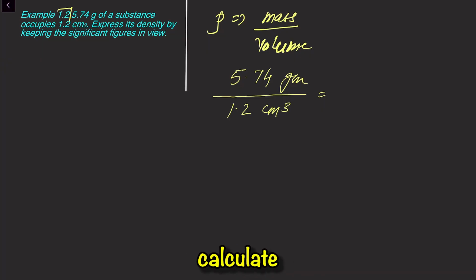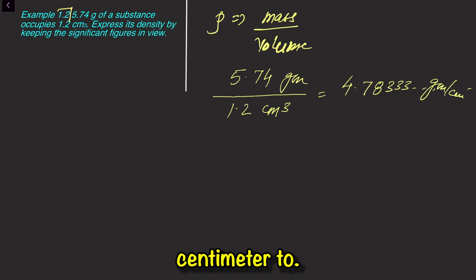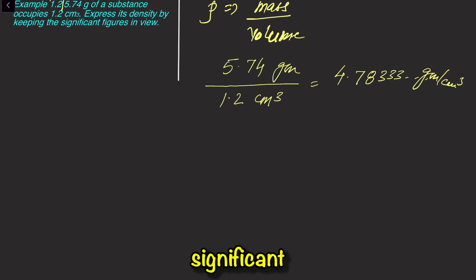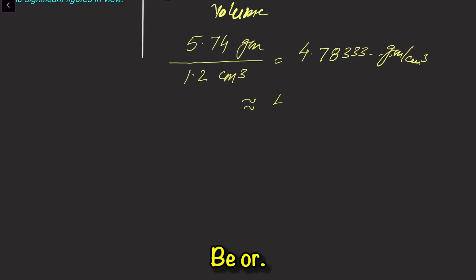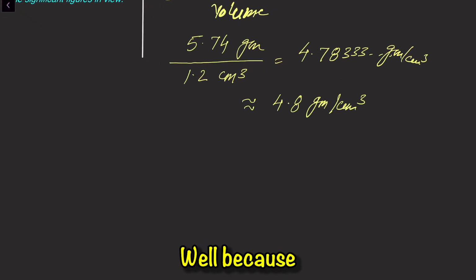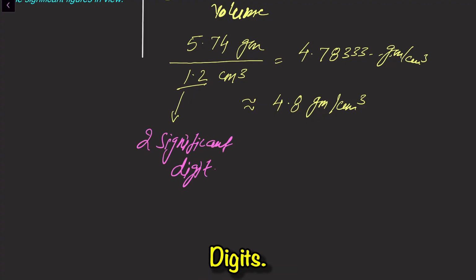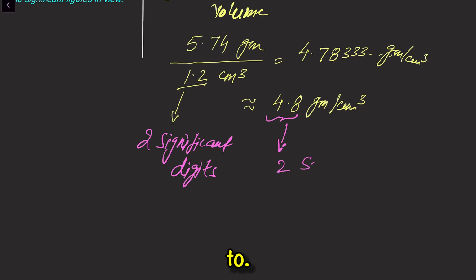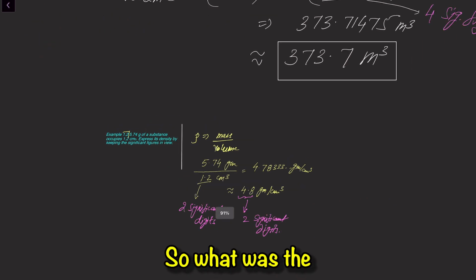Let me just calculate. It is coming 4.7833 gram per centimeter cube. So how to express it in significant figures? It will be 4.8. Why? Because the denominator has only 2 significant digits. That is why the answer should also have 2 significant digits. Right? So what was the rule?